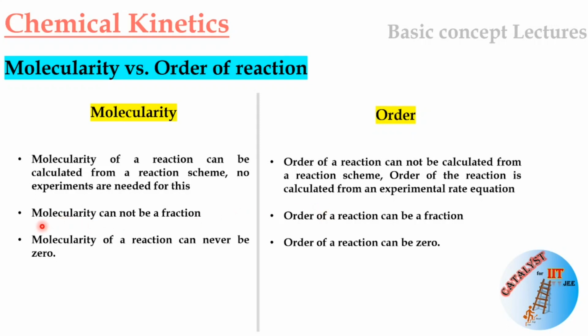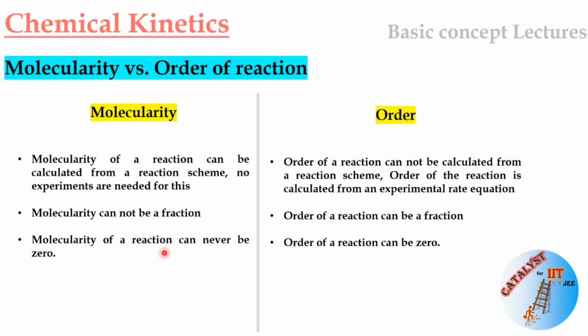Now molecularity cannot be a fraction, because it is the number of molecules, and the number of molecules cannot be a fraction. You don't say 1.5 molecules of oxygen. The order of a reaction can be a fraction, because it is an experimental factor. Sometimes we find that the order of a reaction is a fraction.